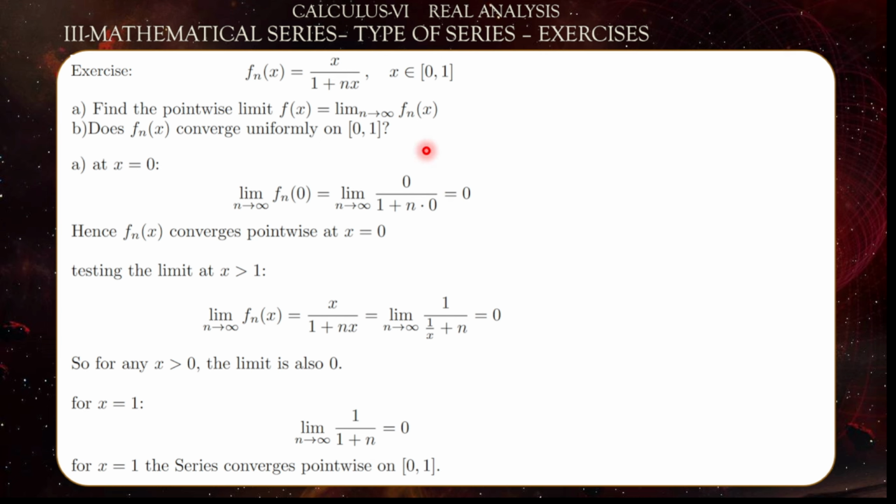Now for x equal 1, the limit of 1 divided by 1 plus n, you simply replace x by 1, as n approaches infinity is equal to 0. So the sequence converges pointwise on [0, 1].